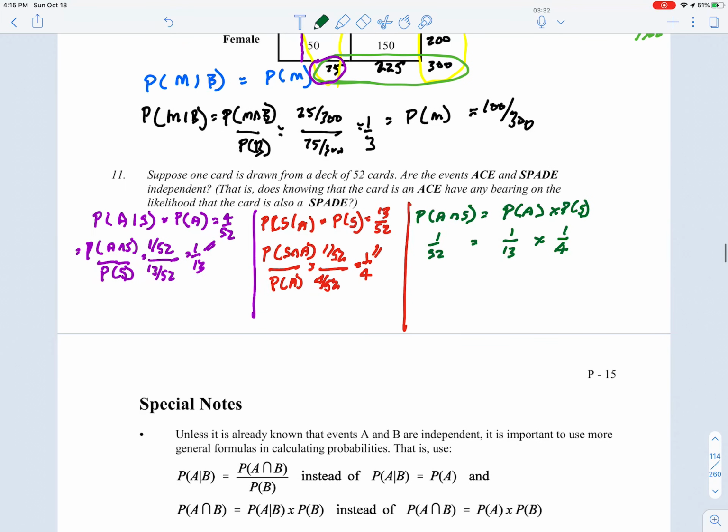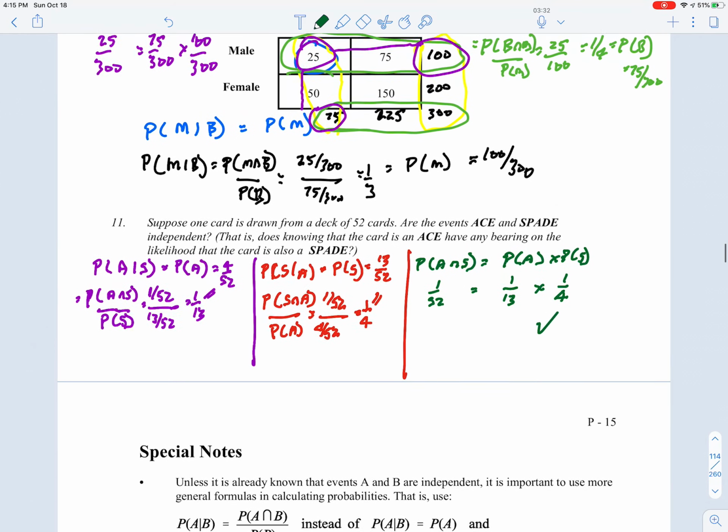Now, by the way, when you're proving independence, you don't have to do all three of these. You only have to do one of these. So I usually do this one. I think it's easier, but depending on which other numbers you've got, you can do that.